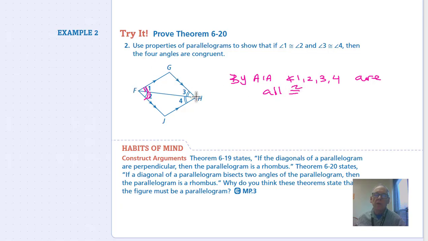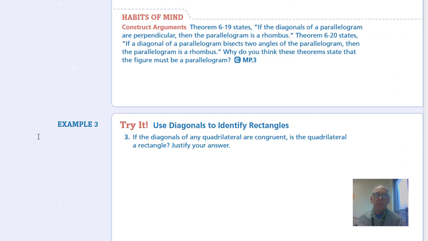With the parallel lines cut by a transversal, alternate interior angles are congruent. So angle 3 and angle 2 are congruent. And then by alternate interior angles going this way, we've got angle 1 and angle 4 congruent. And in all the different combinations, they're all congruent to each other. Let's look at example 3.